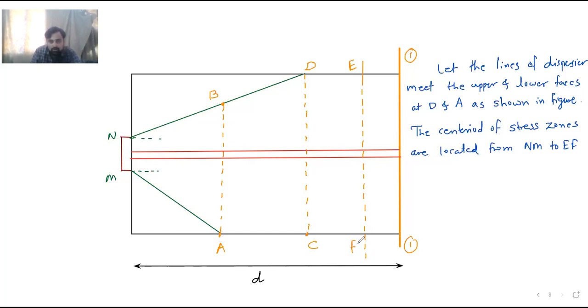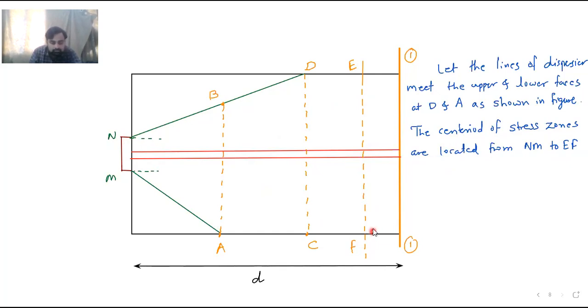So what they have mentioned over here in this sentence, the centroid of stress zones are located from NM to EF. So this is NM and this is EF. So the centroid, what is the centroid of NM? It is located. What is the centroid of BA? It is located. What is the centroid of this DC? It is located. And what is the centroid of DF? It is also located. Okay.